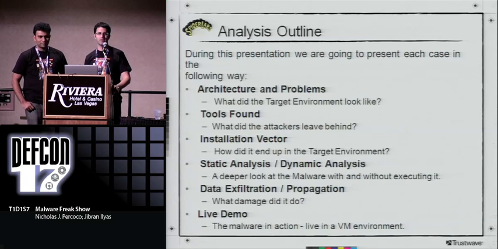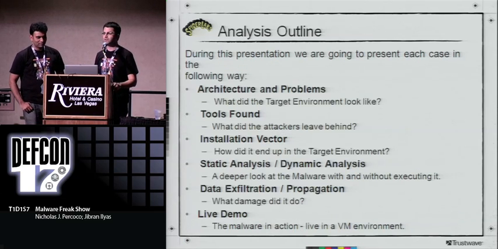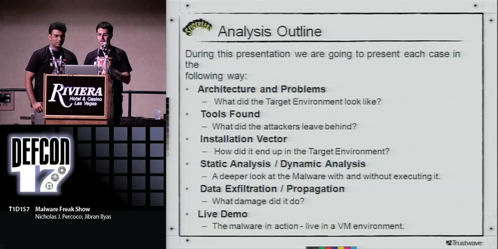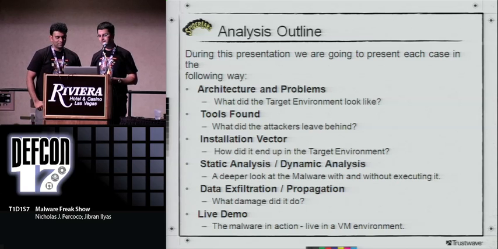So, the analysis outline. We tried to organize each of these samples in a cohesive manner. We're going to go through the basic architectures and try to tell a story about the environment these were taken out of. What did the architecture look like? What were the problems that we saw within the environment? What tools were found, and what did the hackers leave behind? What were the traces that we found? And then, of course, the installation vector. How did the tools get into the environment in the first place? Then we'll do some static and dynamic analysis, show you what we learned about the malware and how data got out of the environment, and of course, what you're probably really looking forward to seeing: we're actually going to demo this stuff live.